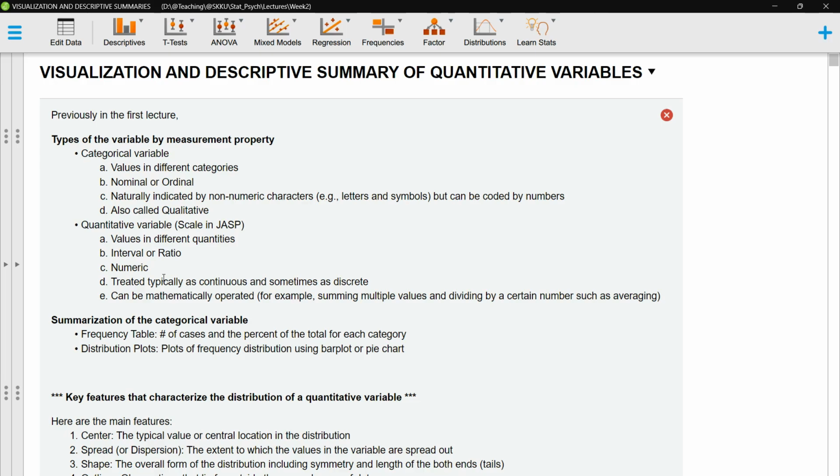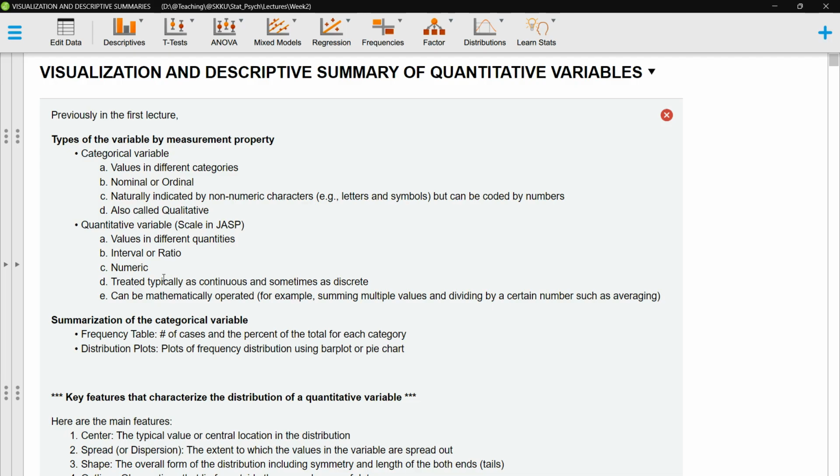In any case, the quantitative variable can be mathematically operated. For example, we can sum up those values totally and then divide by a certain number. This is an example of the average calculation, right? When we calculate the average, we can sum up all the different values and then divide by the number of observations. So this is a kind of mathematical operation, and it is for the quantitative variable, not for the categorical variable.